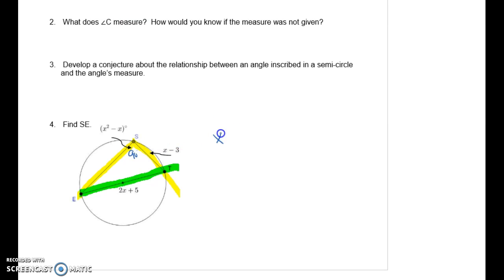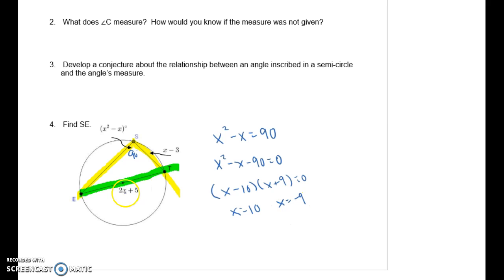So I can set up x squared minus x equals 90. And this is where it gets a little bit tricky because I want to find out what x is. So I can bring the 90 over to the other side, and then solve for x. And then to solve for x, what I'm going to do is factor. So I've got x squared minus x minus 90. I believe that's going to be x minus 10 and x plus 9 equals 0. So then x potentially equals 10 or negative 9.